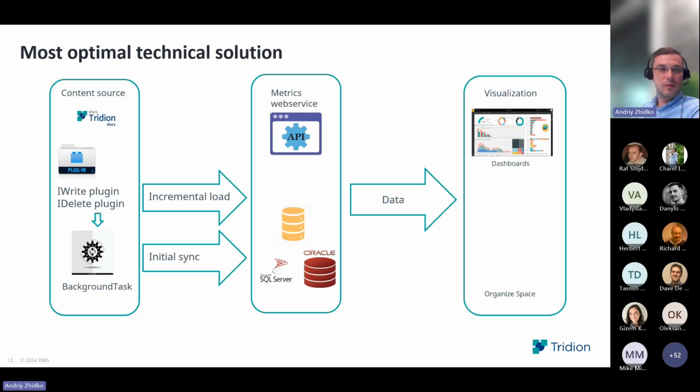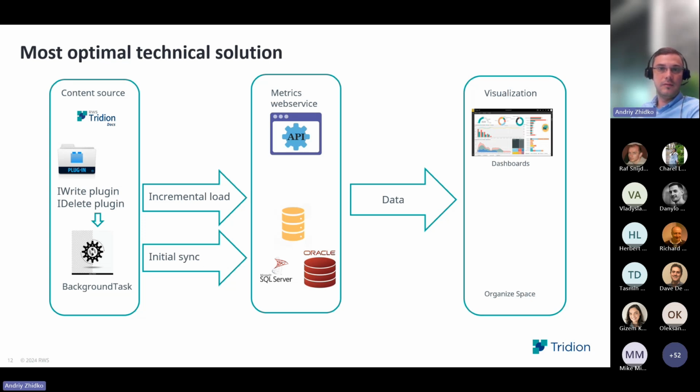So it's a Tridion Docs content manager with a set of iWrite and iDelete plugins that fire respective events for create, update, or delete actions, as well as background tasks. These background tasks process events and read extra data from Tridion Docs that is required for reporting models, and push the data using the metrics API. So this is a separate metrics web service with separate metrics storage.